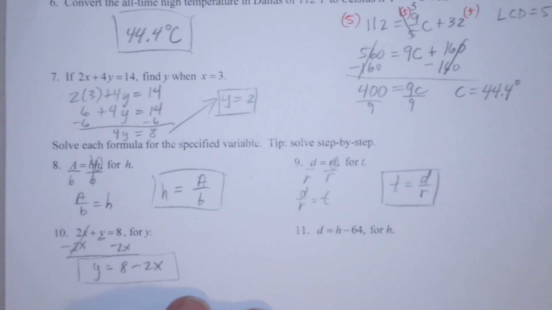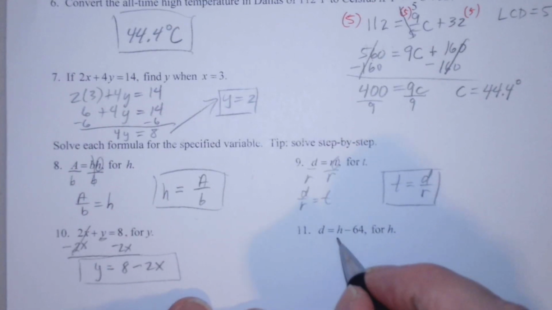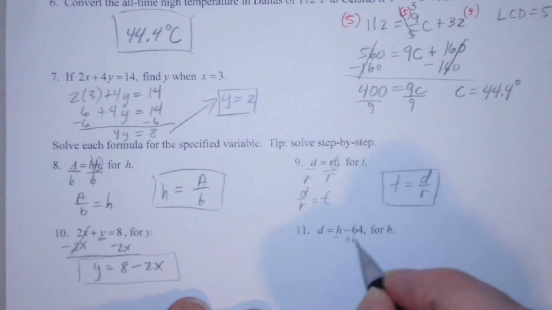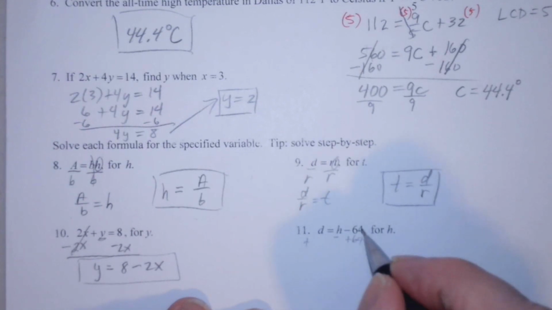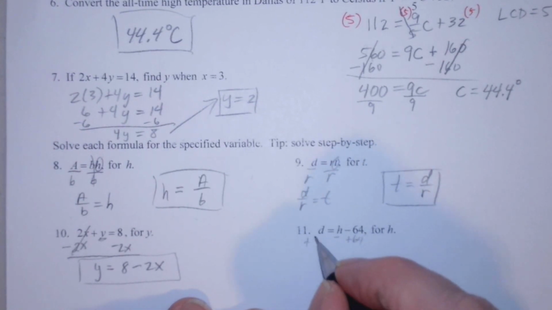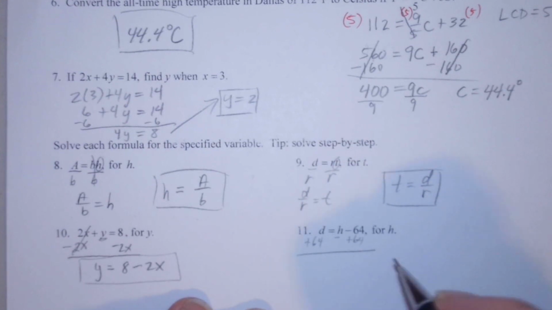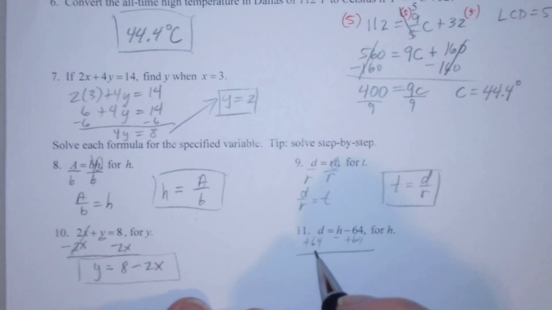All right, let's look at number 11. We're trying to get h by itself, so let's get rid of that 64. Opposite of subtracting 64 is adding 64. Now be careful here. This is d plus 64.